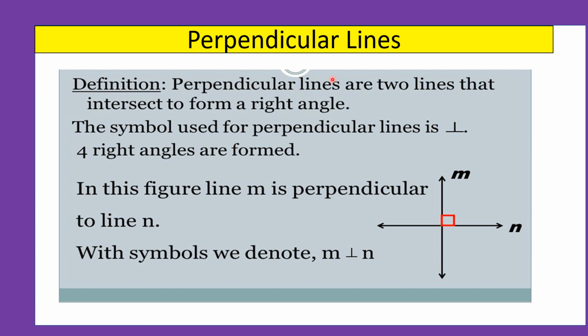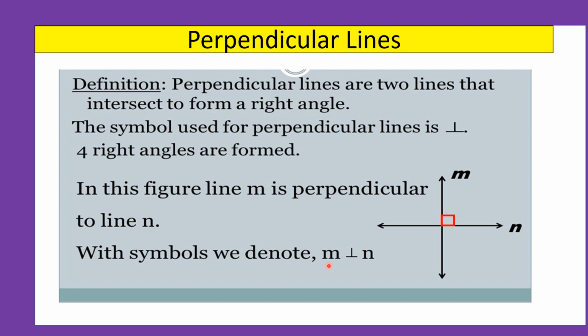So we have perpendicular lines. Perpendicular lines are two lines that intersect to form a right angle. This is line N. This is line M. Line M is perpendicular to line N. So this is the symbol for a right angle. If the two lines intersect, it forms four right angles. This is one right angle, another right angle, another right angle, and this is another right angle.